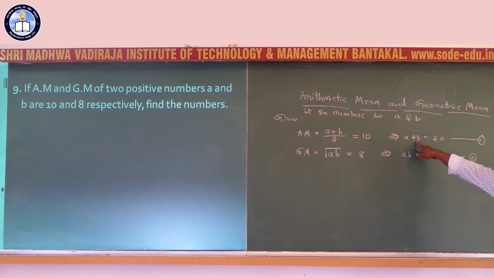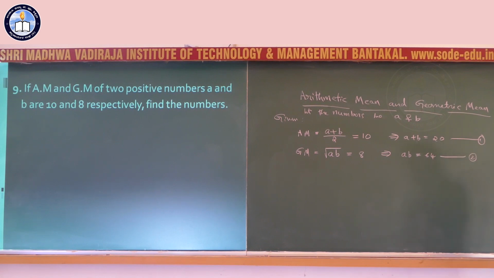Here the sum of the two numbers is 20 and the product of them is 64. Therefore the numbers are 16 and 4. We can directly write a equal to 16 and b equal to 4, because 16 plus 4 is 20, 16 into 4 is 64.